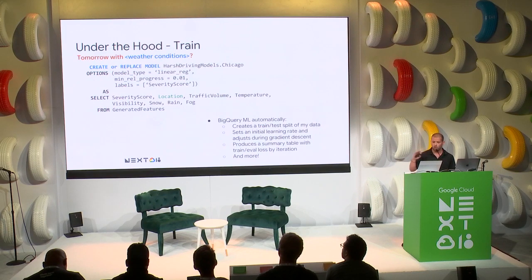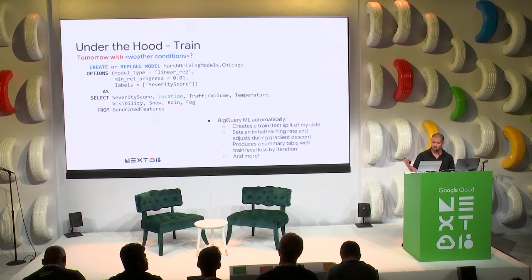We can specify a whole lot of other things too, though, such as the minimum relative progress, the learning rate that I want it to use, if I wanted to do regularization, what type of regularization, the maximum number of training iterations, the learning rate strategy. All of these things I can tell BigQuery to do, but I don't have to because BigQuery is going to handle all of that for me and do this kind of hyperparameter optimization for me. BigQuery is automatically going to create a train test split of my data. I can manually specify that if I want to, but again, I don't have to.